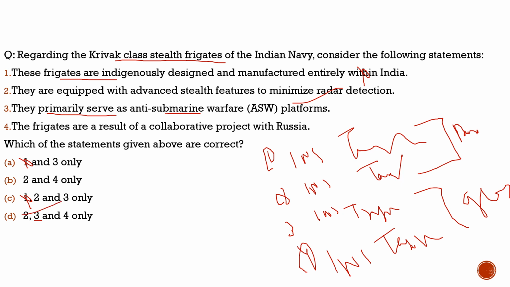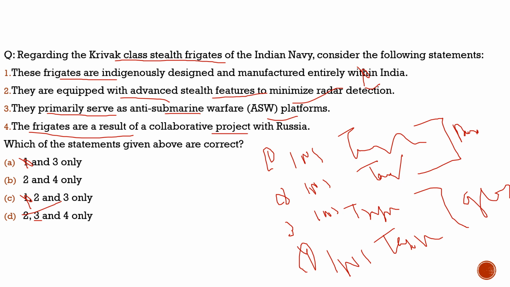Now, for the information's sake, let's have a look at option 2 and option 4 also. Option 2 says they are equipped with advanced stealth features to minimize radar detection. 100% correct. It is something which we can assume is true. Fourth statement, the frigates are a result of a collaborative project with Russia. 100% true. So with respect to this question, the correct statements are statement 2, statement 3 and statement 4 only. With this, I hope you had understood this question also, and the context of this question.